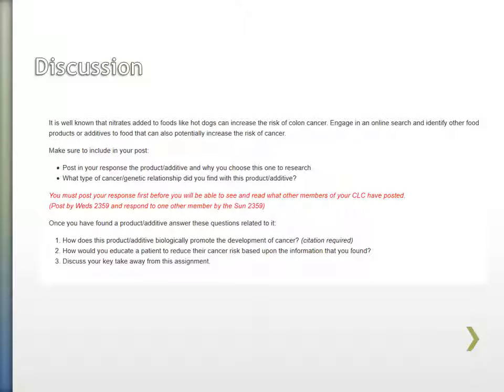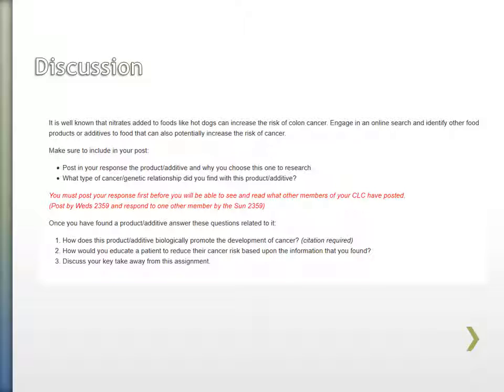In your CLC discussion, I'm asking you to please choose a product or an additive that can potentially cause genetic changes or even produce cancer. I'd like you to please research this online, find a product or a potential additive to food products or to makeup that can do this. Once you've identified this product, I'd like you to answer the 3 questions that I have listed here.